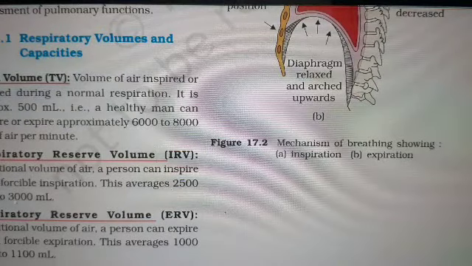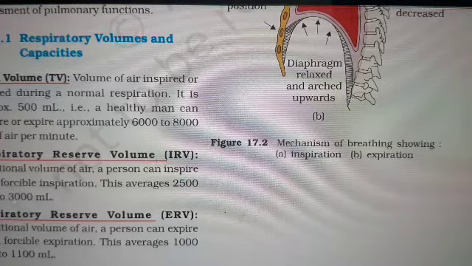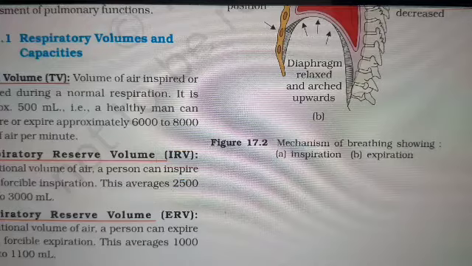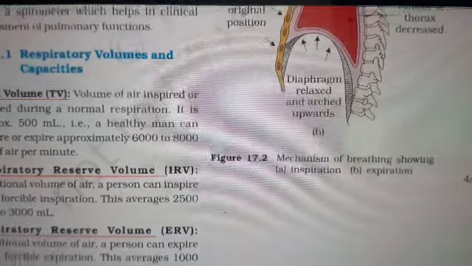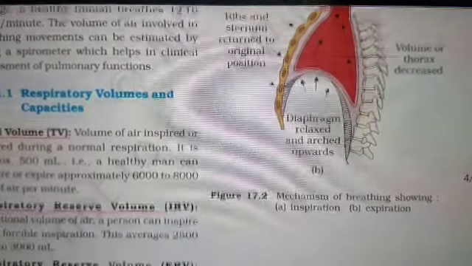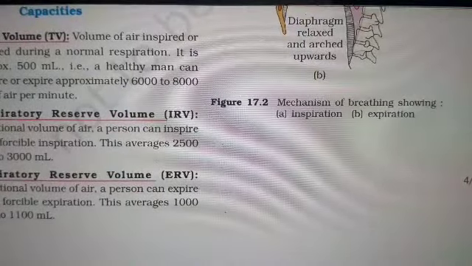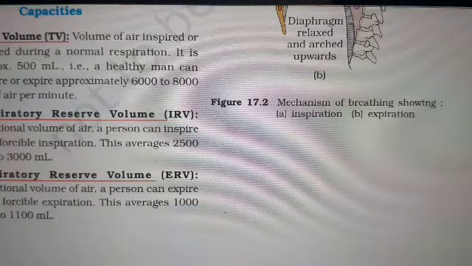the CBSE board also. The tidal volume is nothing but how much air is inspired or expired during normal respiration. So here we need to remember 2 points: either the volume we are inspiring or expiring during the normal respiration process. It is approximately 500 milliliters, and if we calculate based upon how many times we breathe, generally 12 to 16 times, multiplying that we get an approximate value of 6000 to 8000 milliliters of air per minute.